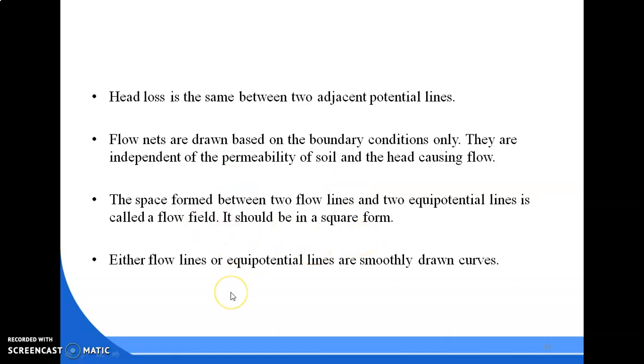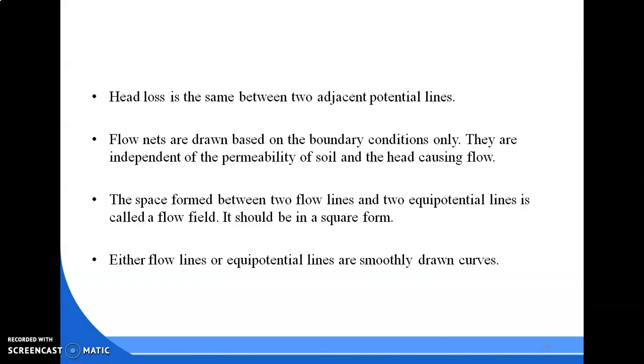Next is, either flow lines or equipotential lines are smoothly drawn curves. So these are some properties of flow net. You have to remember this.